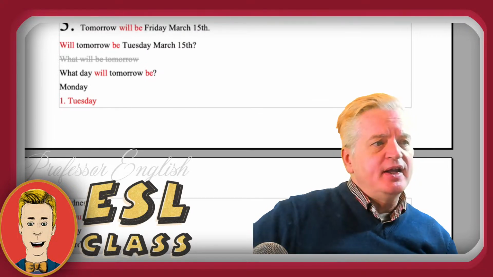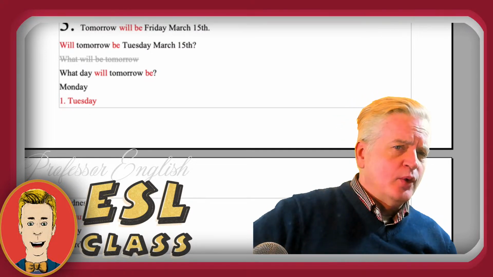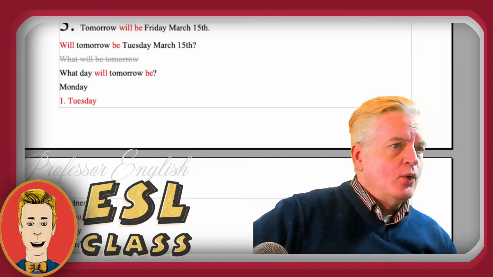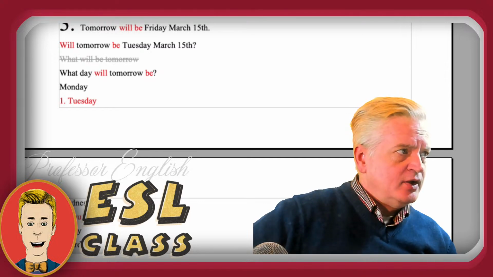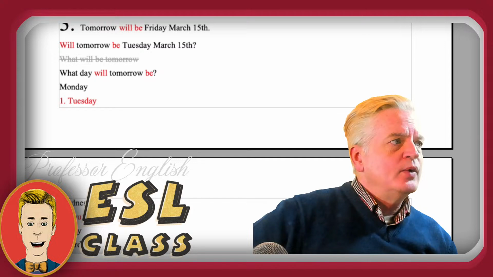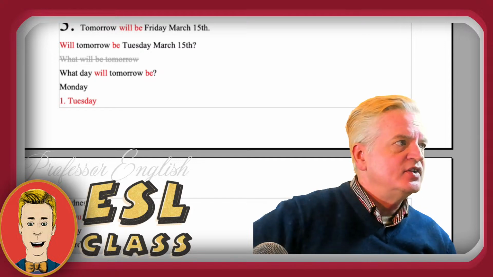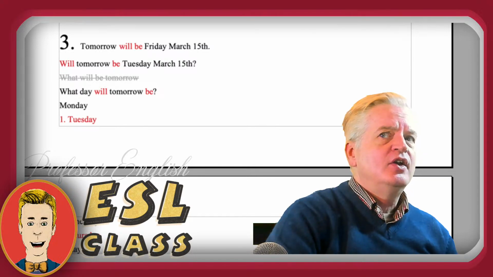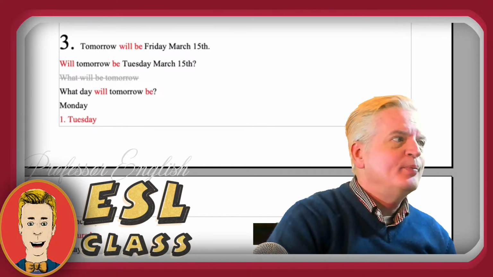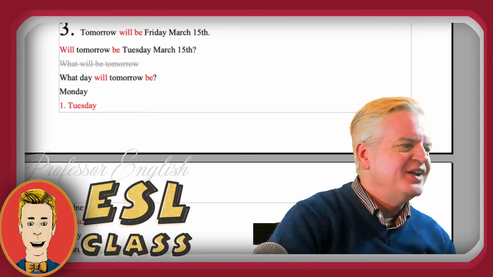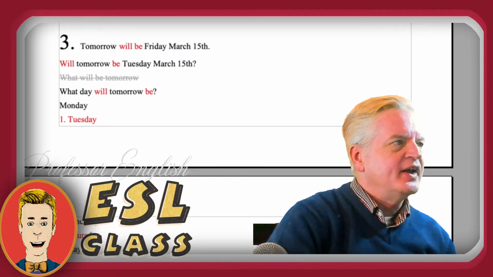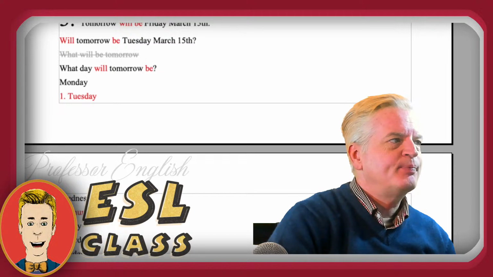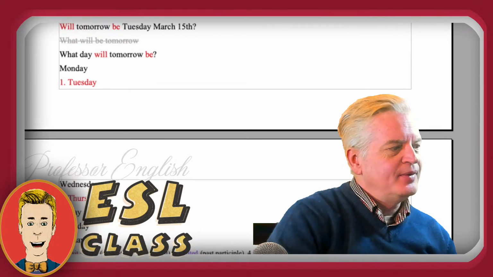Okay, now how do you make a what day tomorrow be question? How do you do that? What day will tomorrow be? And the answer is Friday. Tomorrow will be Friday, March 15th.